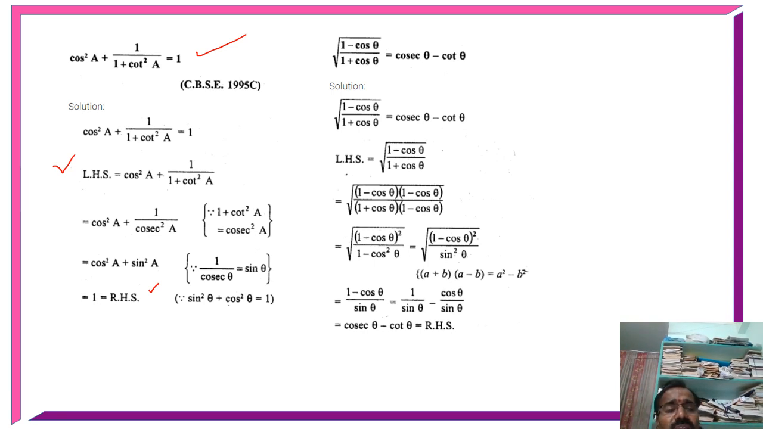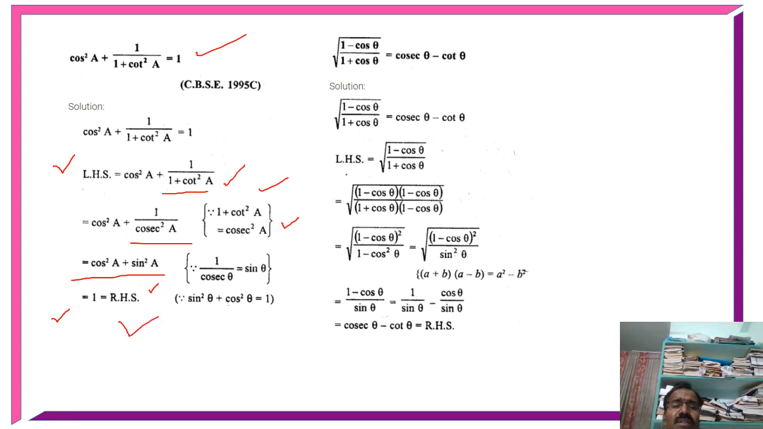So cos square A plus 1 by 1 plus cot square A. From the third identity, instead of 1 plus cot square A, we can write cosecant square A. So cos square A plus 1 by cosecant square A. As 1 by cosecant theta is sine theta, instead of 1 by cosecant square A, we can write sine square A. So cos square A plus sine square A, how much from first identity? 1. Here we used the third identity, here we used the first identity. So we took LHS and we proved RHS.